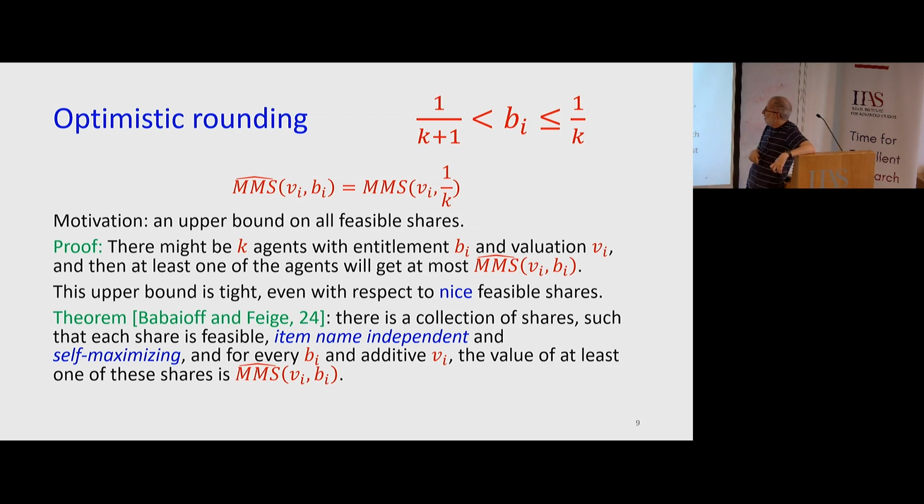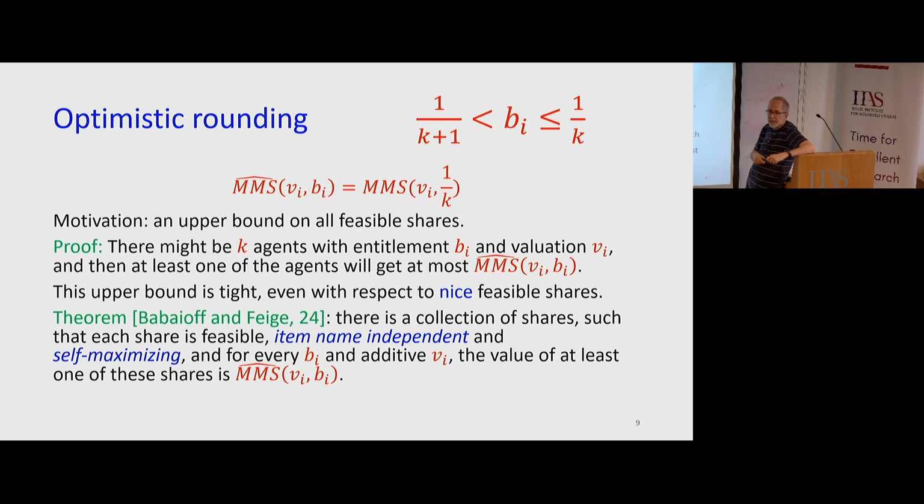And whatever your valuation is and your entitlement is, at least for additive valuation, the value of at least one of these shares is exactly equal to this MMS head. So if you want to dominate all possible feasible shares, you have to take the MMS head. You cannot take anything smaller.